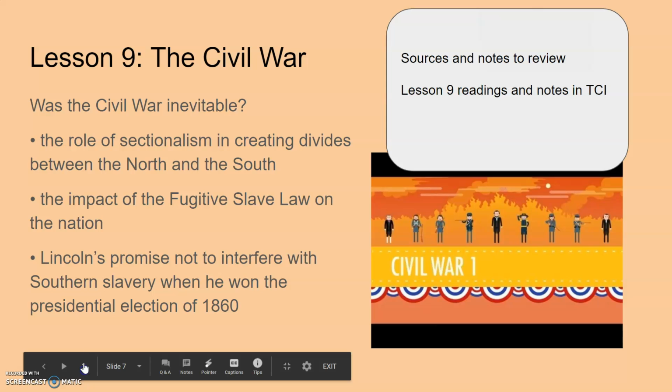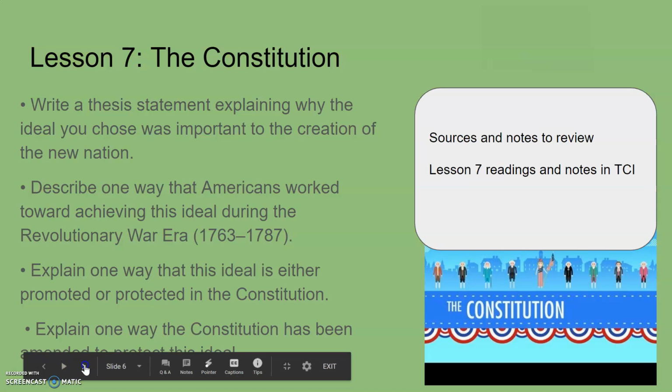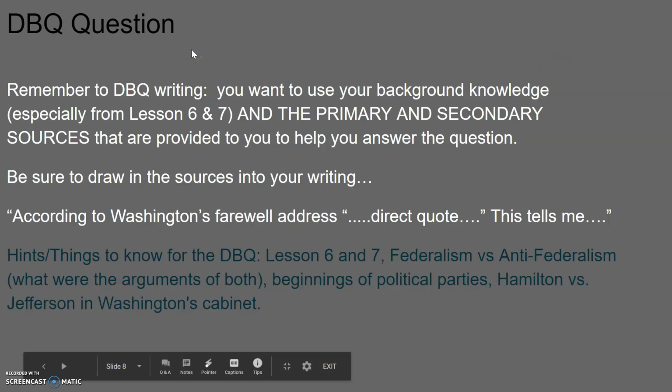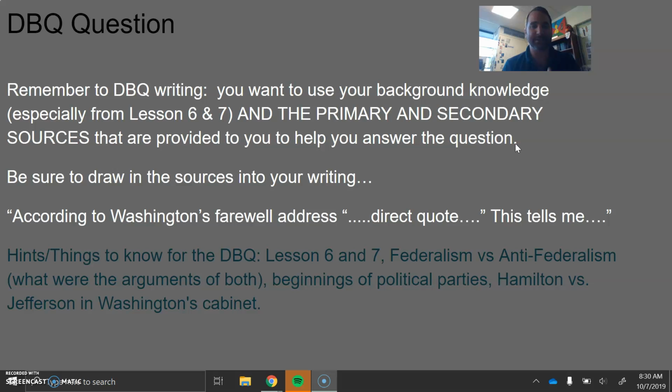And then everyone's going to get this DBQ question. Oh, sorry, there's also lesson 9 here. So I guess there's 5 topics. My mistake. But you'll only be getting 2 of them. And then everyone's going to get this DBQ question, okay? Remember from your Andrew Jackson writing, you want to use your background knowledge, especially from lessons 6 and 7, and the primary and secondary sources that are provided in the question to help you answer the question.